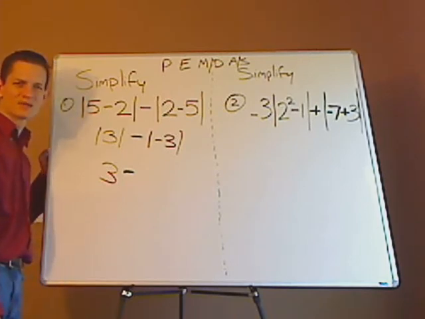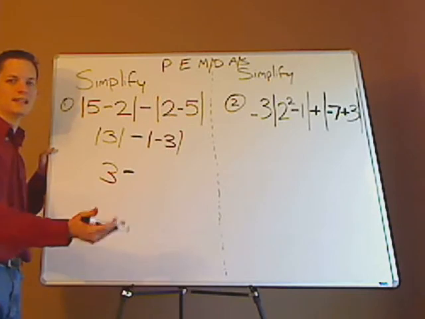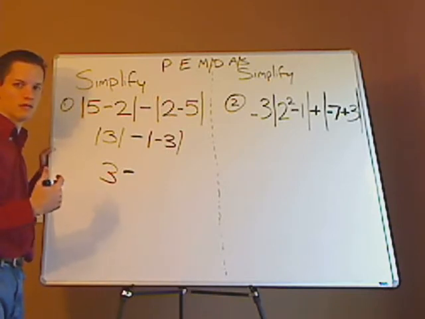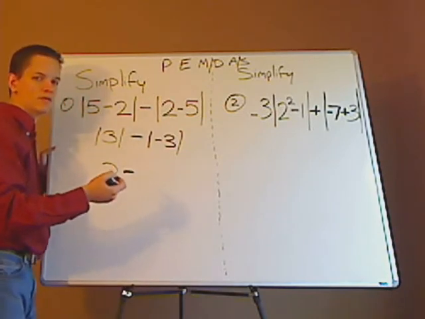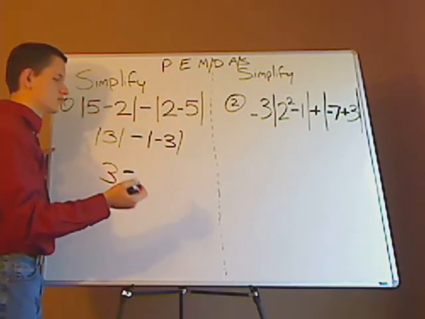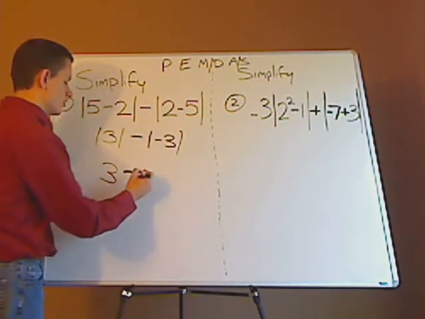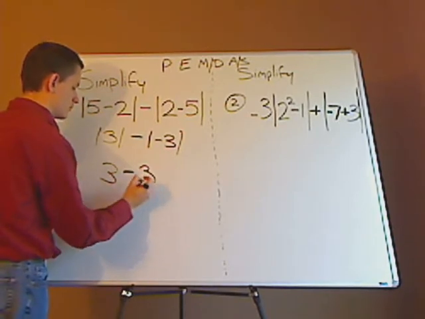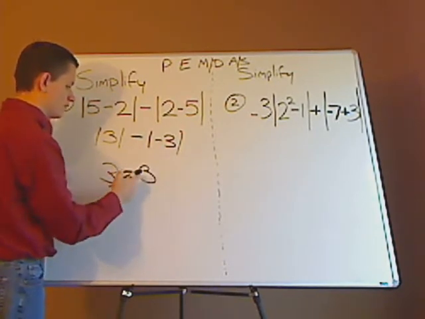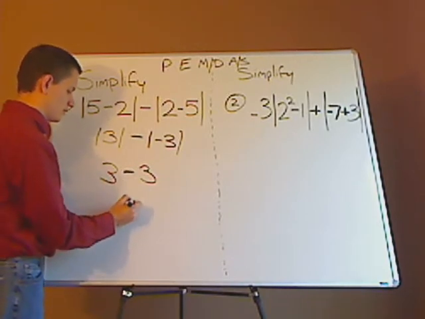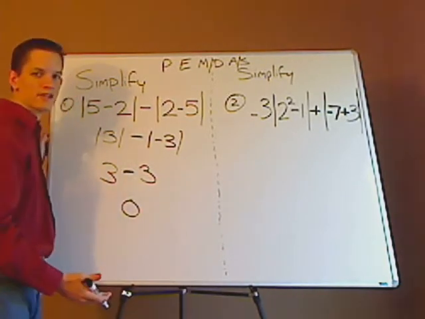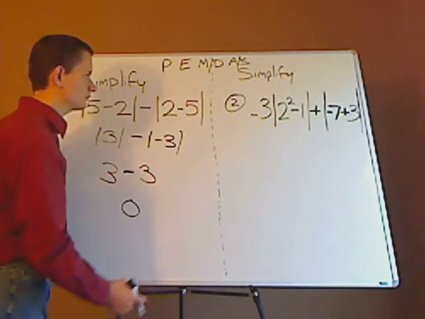What's the definition of absolute value again? Yeah, it's the distance away from 0. So how far are you away from 0 with negative 3? Well, 3 units, right? So the answer for that would be 3. So then you have 3 minus 3, which is what? Yep, it just simply cancels out, which is 0.